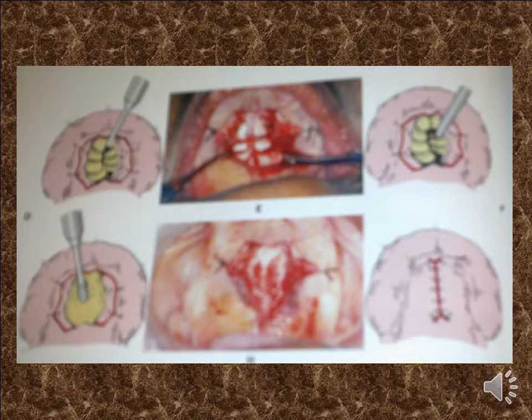This figure shows a multi-lobulated maxillary torus. By chisel you can remove it, smooth it with a bone file, and suture it.